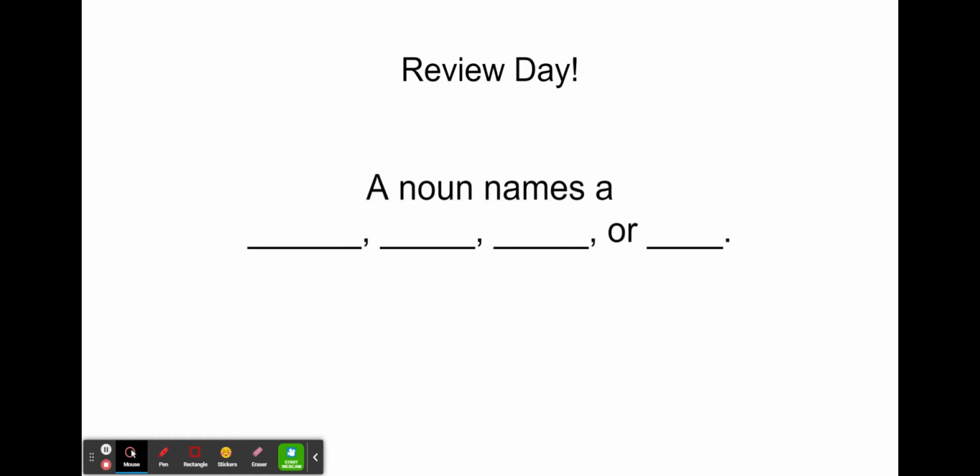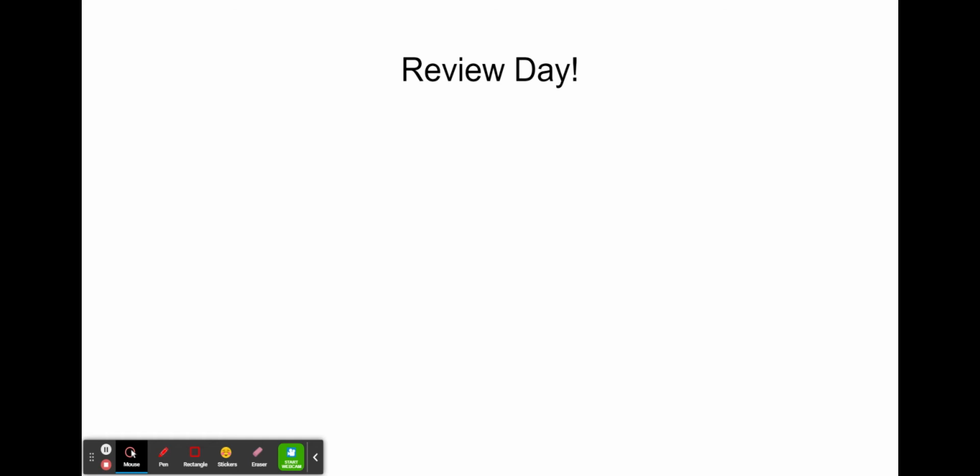Starting out with a review of nouns. A noun names a blank, blank, blank, or blank. Press pause while you're answering that. Ready to check it? Here we go. A noun names a person, place, thing, or idea. All right.